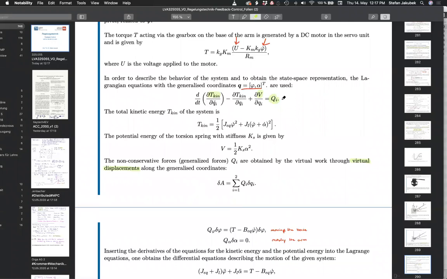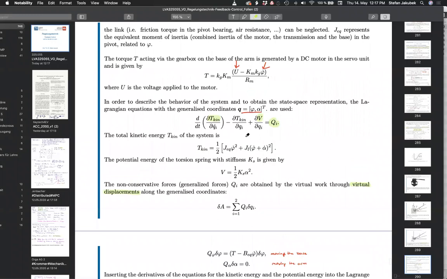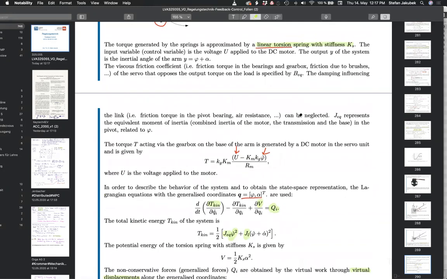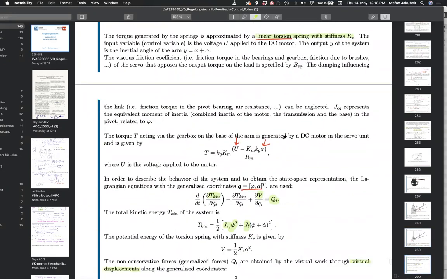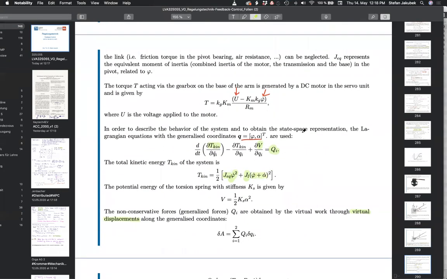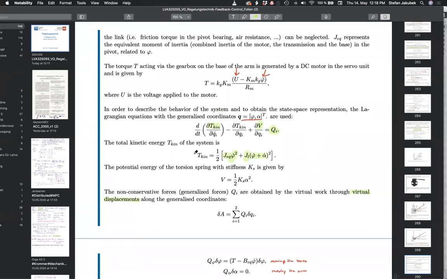So setting up the overall kinetic energy, it's pretty simple. So we have the inertia times phi dot squared, obviously. And then we have the inertia of the rod, which is given here, times the sum of these two angular velocities. That's the kinetic energy.